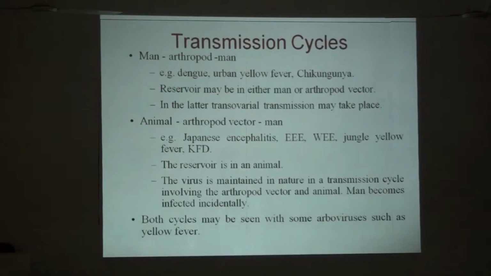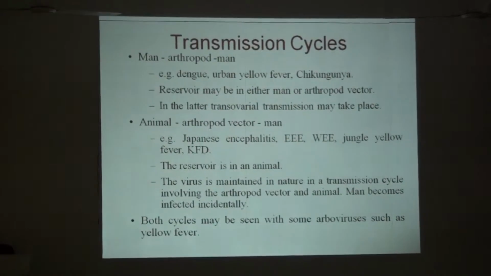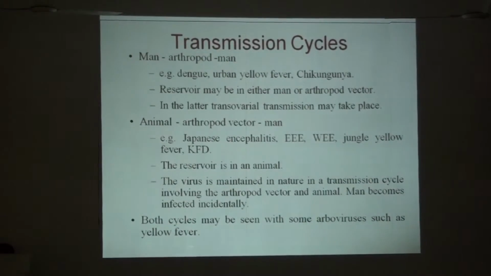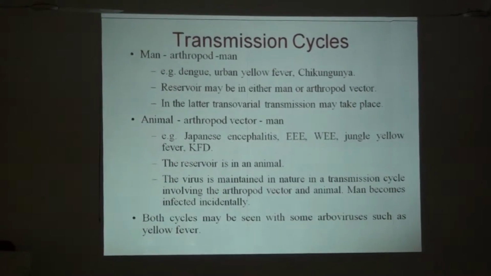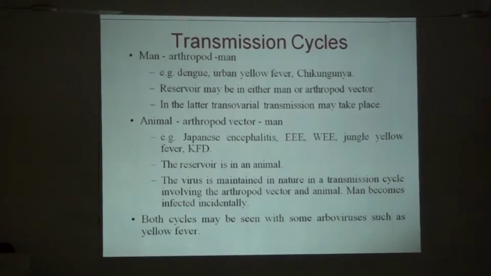These arboviruses get transmitted to vertebrates by different transmission cycles. The first cycle is man-arthropod-man, in which the reservoir may be either man or the arthropod vector, and in the latter, transovarial transmission takes place. Examples are dengue fever and chikungunya fever.